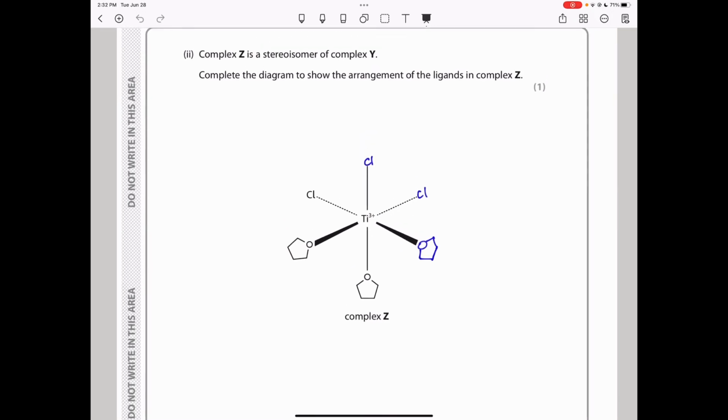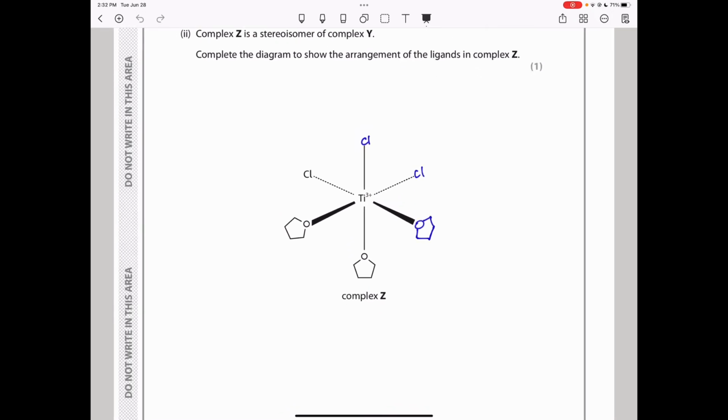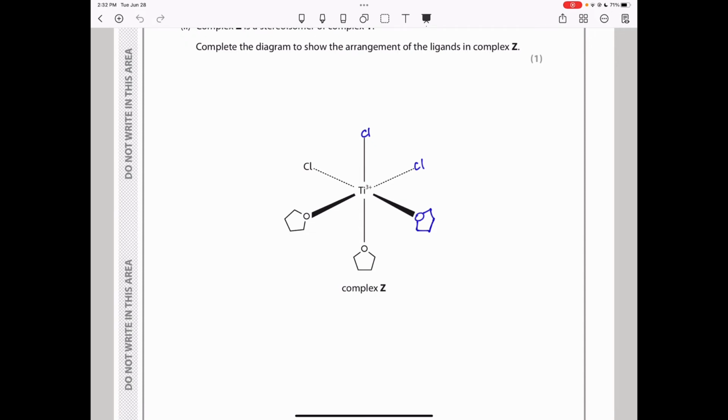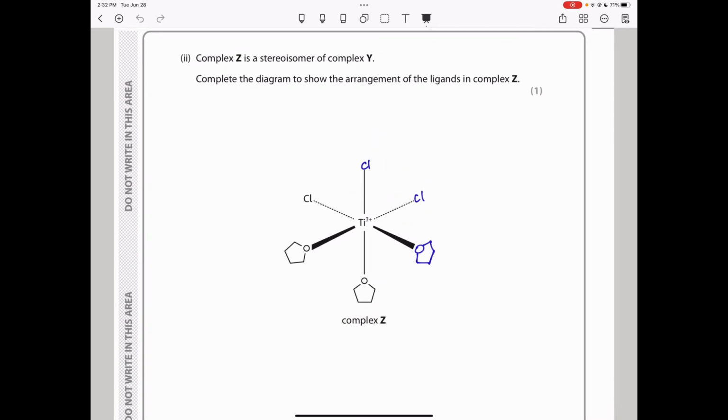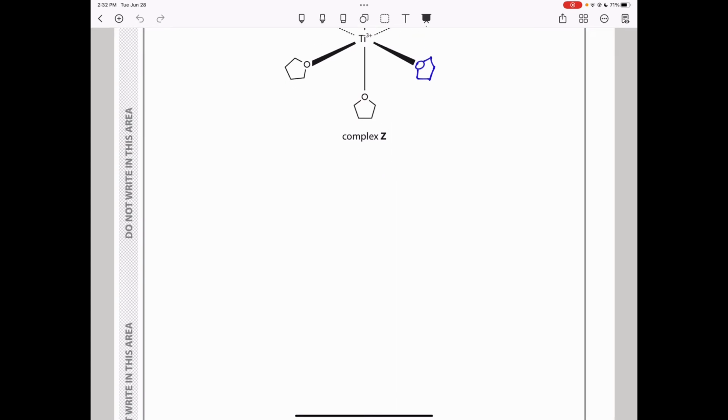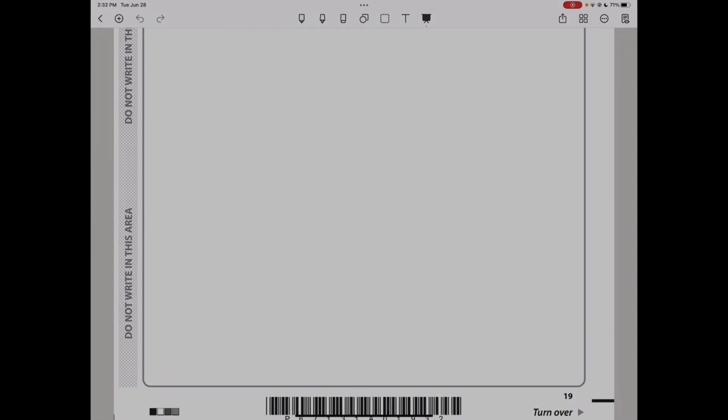Since this is a stereoisomer, we have to make sure that the arrangement follows the complement of part of the previous structure. So for me, I position this one here, that one there, and that one there in complex Z to agree with the stereoisomerism they're asking you to show. So let me go to the next part.